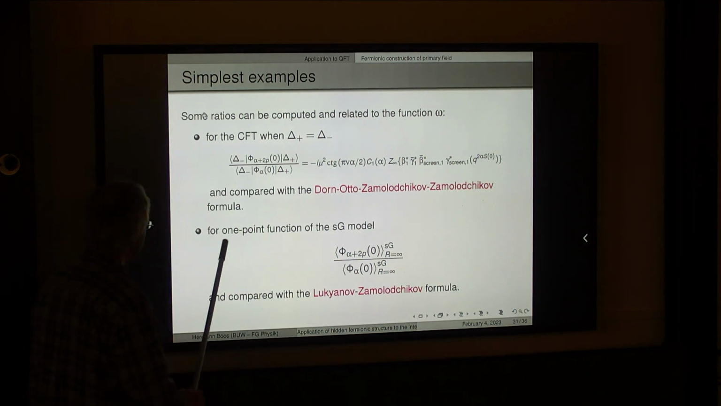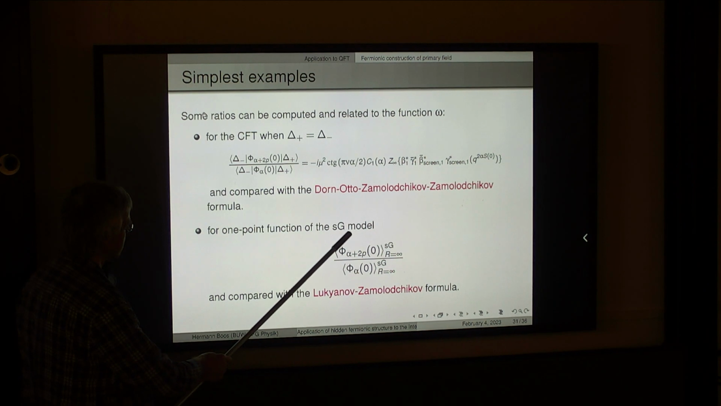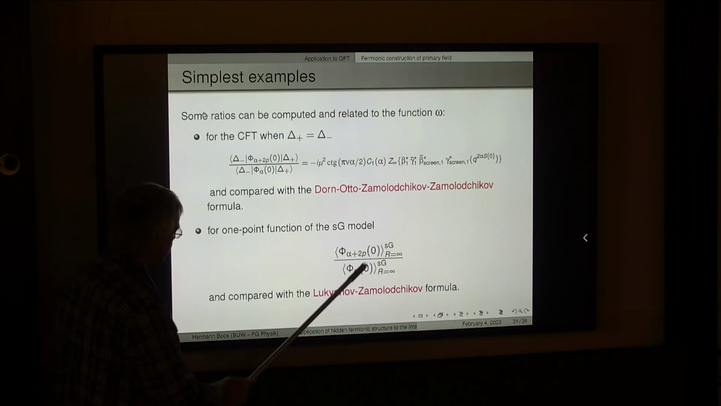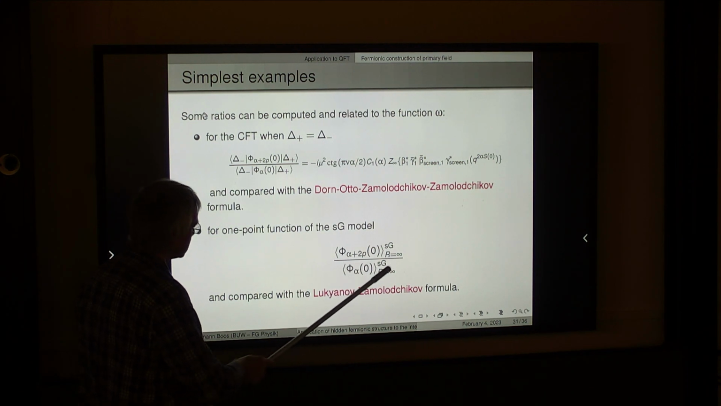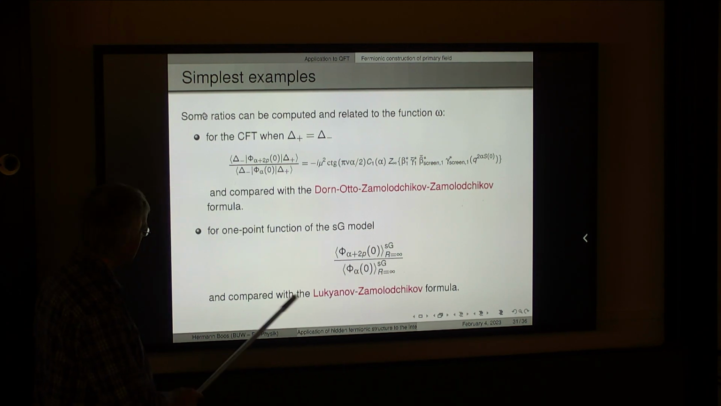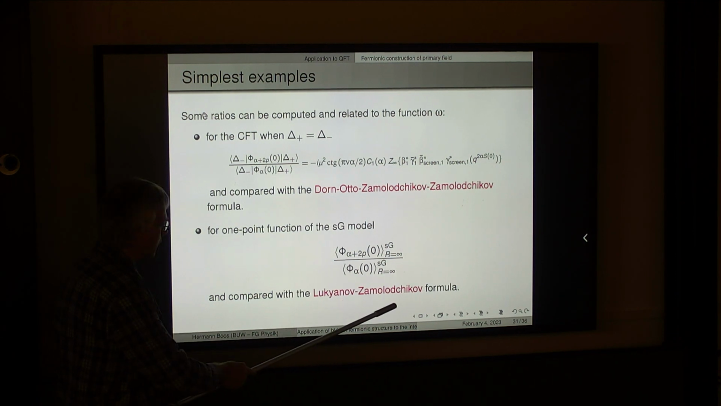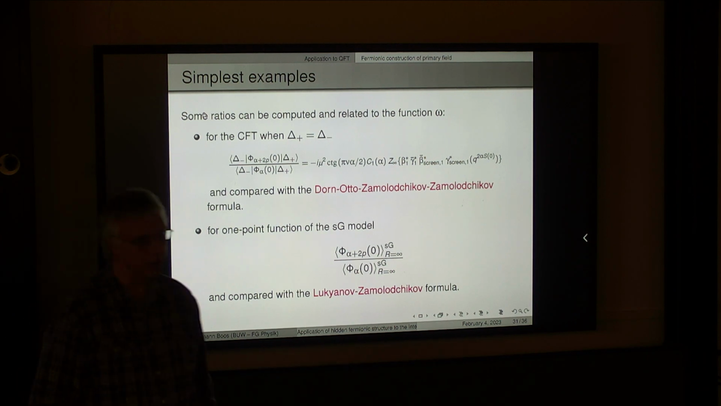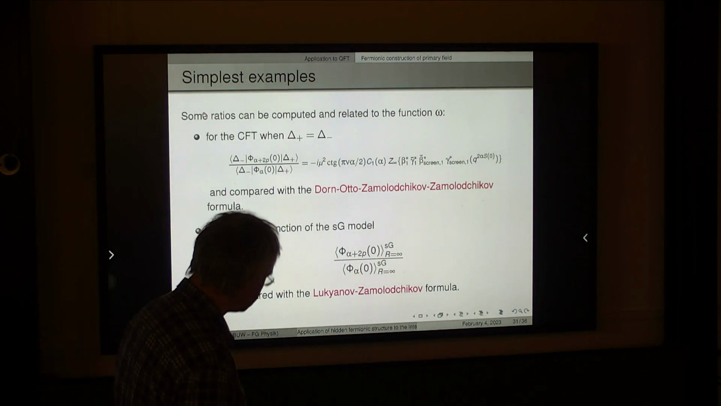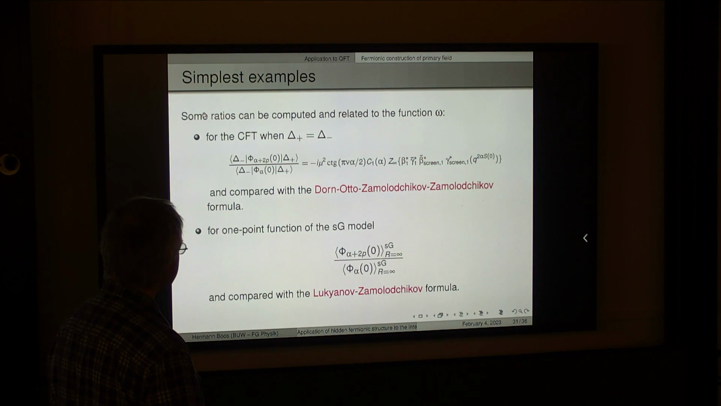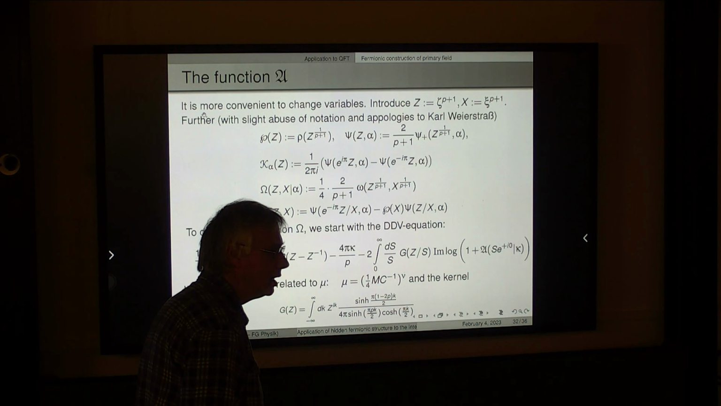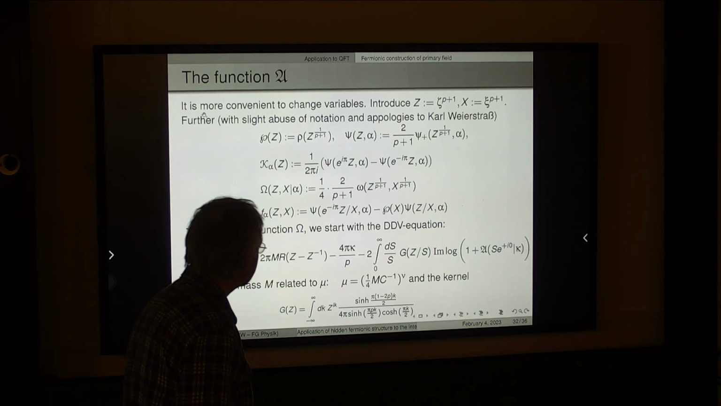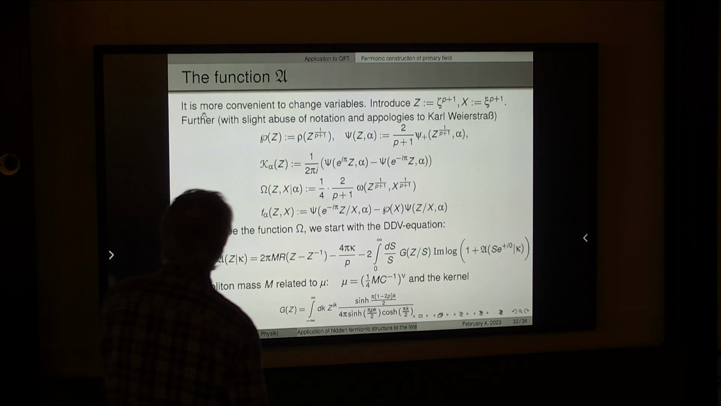Another example: if one takes the 1-point function of the Sine-Gordon model, then we can also proceed for the case R to infinity. This result can be compared with the Lukyanov-Zamolodchikov formula for the one-point function. And again, the result matches. Oh well, so how many? 8. Maybe I could do that.